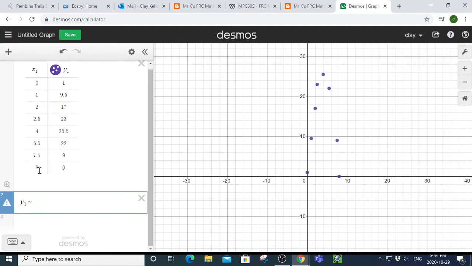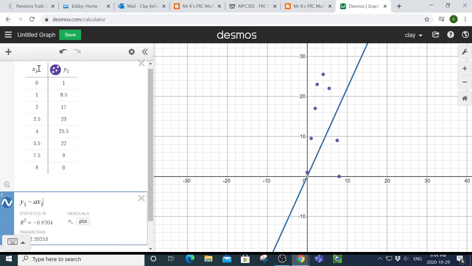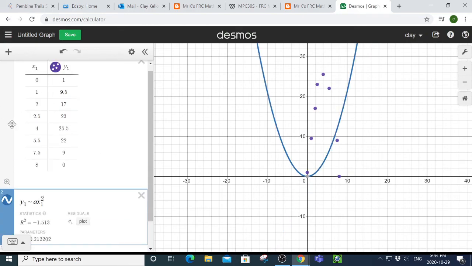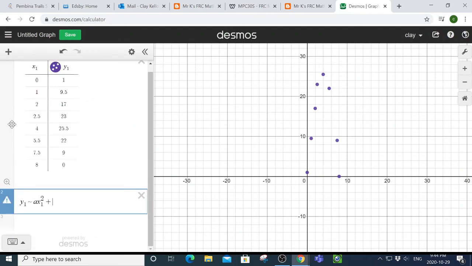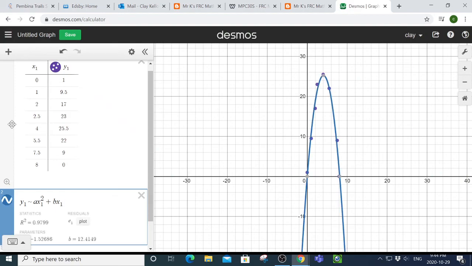And you're going to learn that the standard form of a quadratic, or the general form of a quadratic equation, is ax squared, but I need to say x1 because it needs to know which data points we're looking at. Even though I only have one set of data points, it needs to be told this. To the power of 2 plus bx1 plus c. And as you can see, look at that. That's not bad at all. It comes pretty close to a nice parabolic curve.